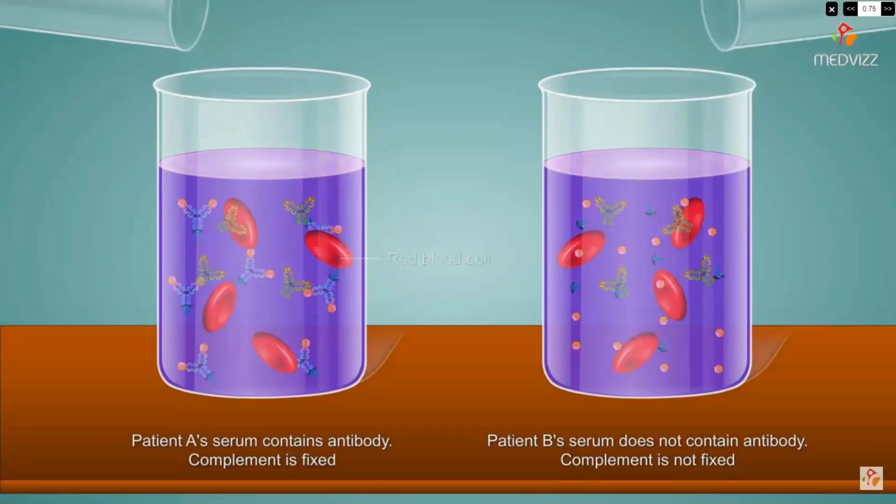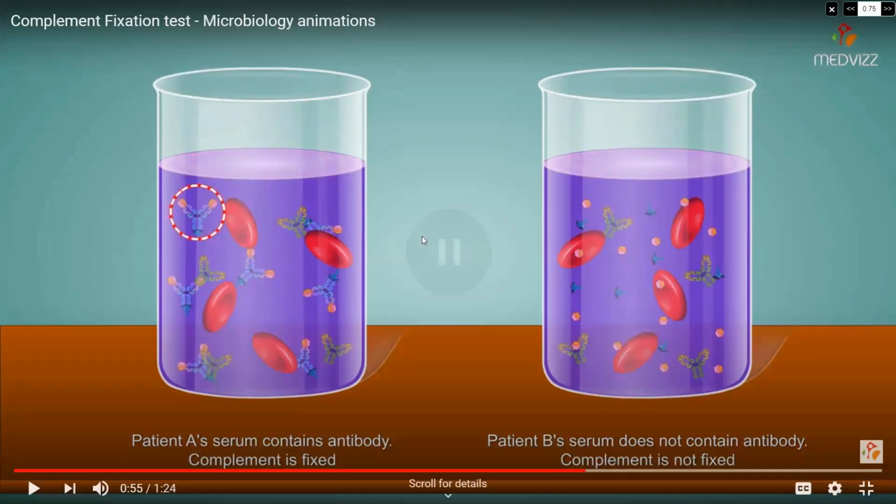Now, what will happen is, see, in patient A's serum, because complements are already fixed to antibodies of the patient itself, they will not attach to the RBCs of the sheep. Okay, because the complement proteins that you have added are attaching to the antibody.